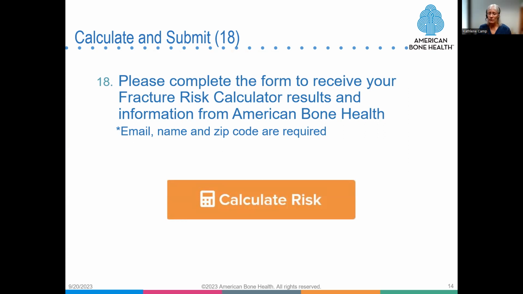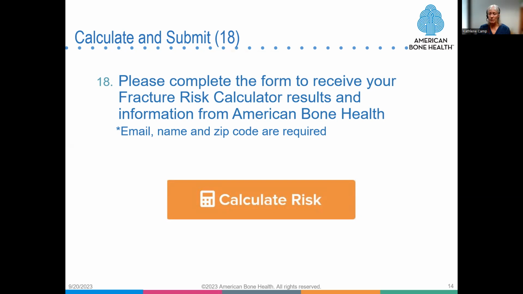So the last question before finishing the calculator will cover general information we like to know, such as your zip code, so that American Bone Health can reach you with education and possible programs. They would also like to stay in touch with you to provide additional bone health information. So they ask you to provide a valid email and name. You can also provide your full address and phone number if you like. But when done with the short form, you simply click the Calculate Risk button.